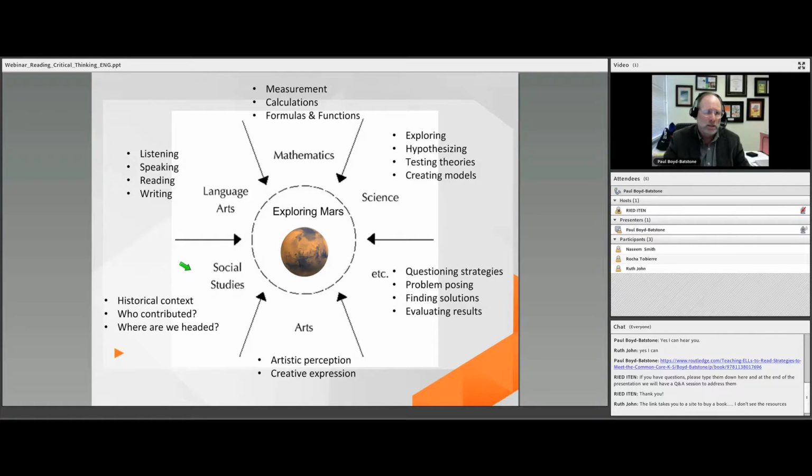Let's go across to history, social science. We ask these questions of what is the historical context? When did people first discover about the planet Mars? What was some of the initial thinking about that planet? Who contributed to that knowledge? And where are we headed in the future? Is exploration of Mars a real possibility or not? Again, this involves language arts, science, mathematics, history, social science, and our reading.